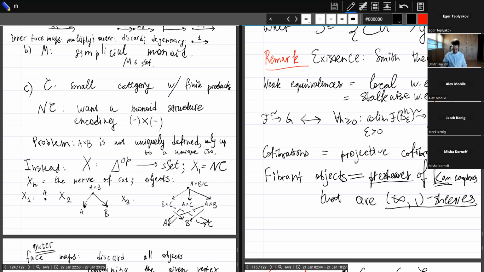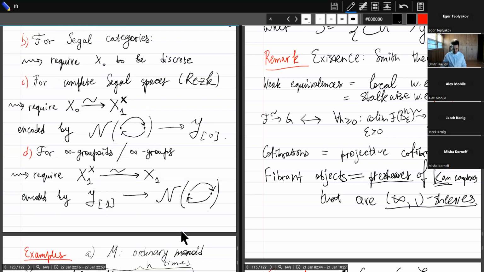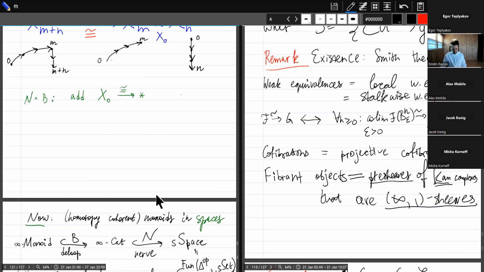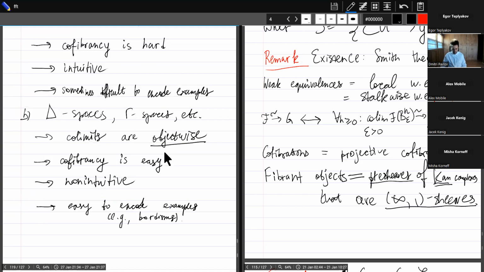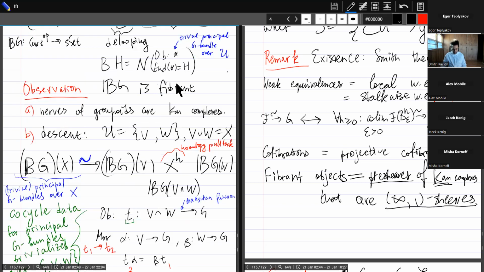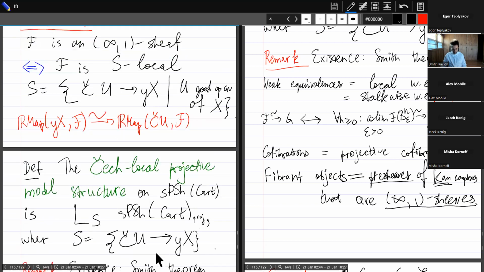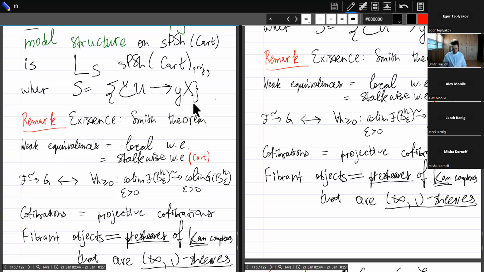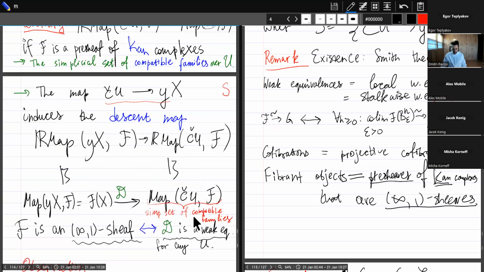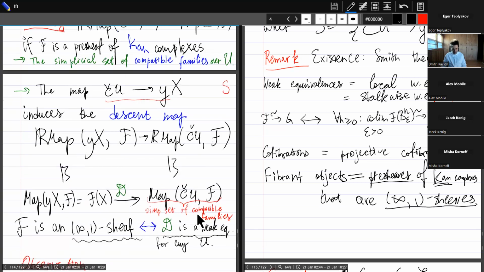And the last time we discussed left Bousfield localizations. Let me scroll here to show you what we did last time. Yeah, we defined the Čech local model structure. Can we define the Čech local model structure? Actually, I already forget. Where exactly did we stop last time?